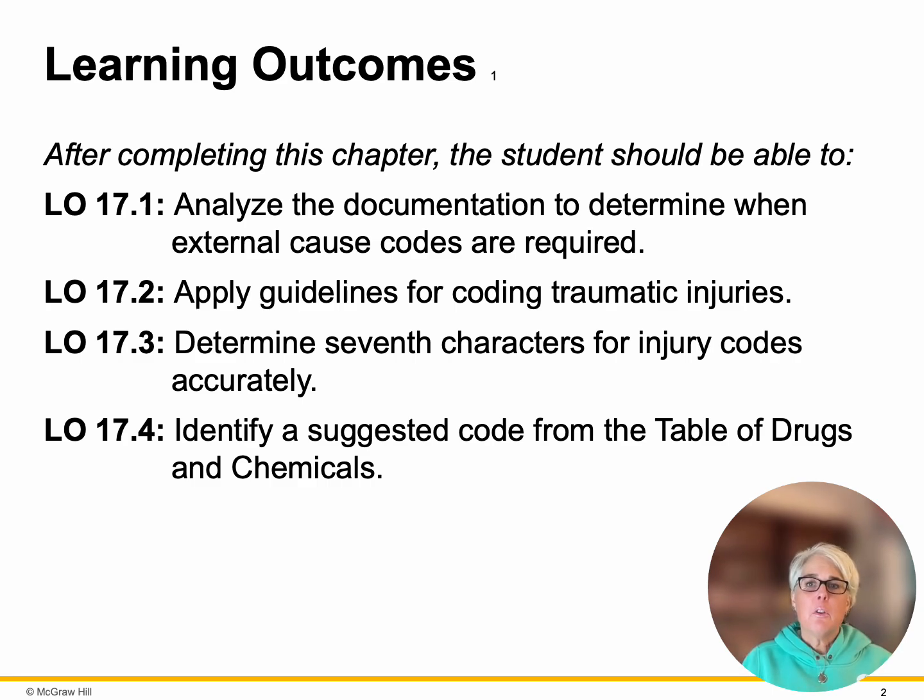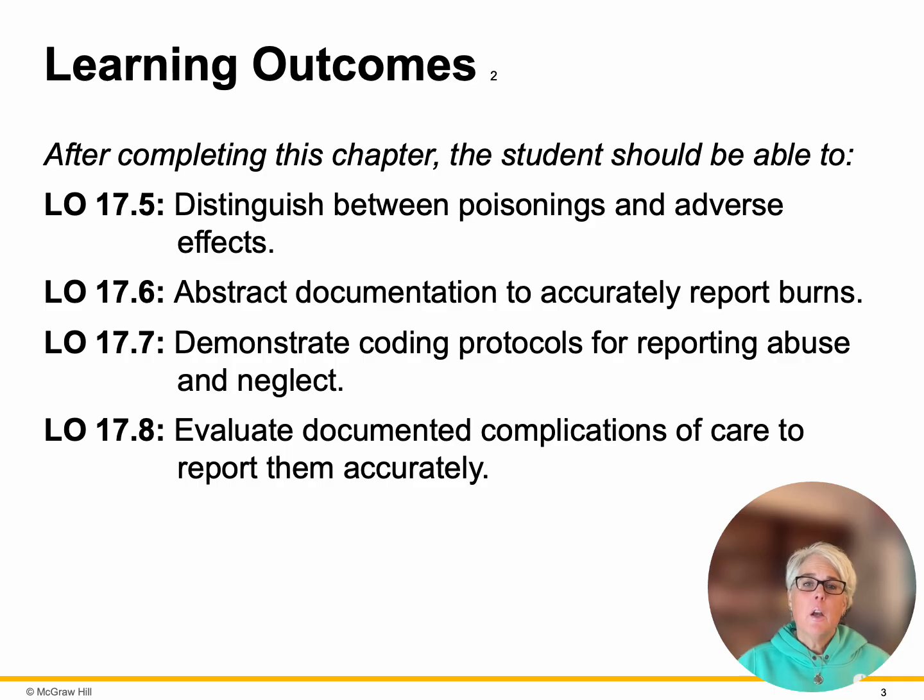By the end of this chapter, you should be able to recognize when external cause codes are needed and how to apply traumatic injury guidelines. We're going to practice using and assigning correct seventh characters for injuries and using the table of drugs and chemicals to find suggested codes. You're also going to learn how to distinguish adverse effects from poisonings, correct coding of burns, and identify abuse, neglect coding requirements. Finally, we'll look at complications of care and what documentation is required before we can legitimately call something a complication.